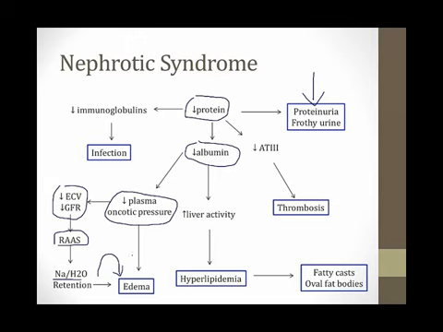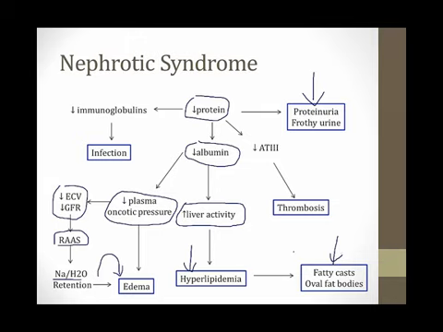When albumin is lost in the urine, the liver will try to synthesize more albumin. This will lead to the liver overproducing lipids, and that leads to hyperlipidemia, which is seen in the nephrotic syndrome, and that can lead to characteristic findings in the urine, including fatty casts and oval fat bodies. And I talk about these in more detail in the video on glomerular disease principles.